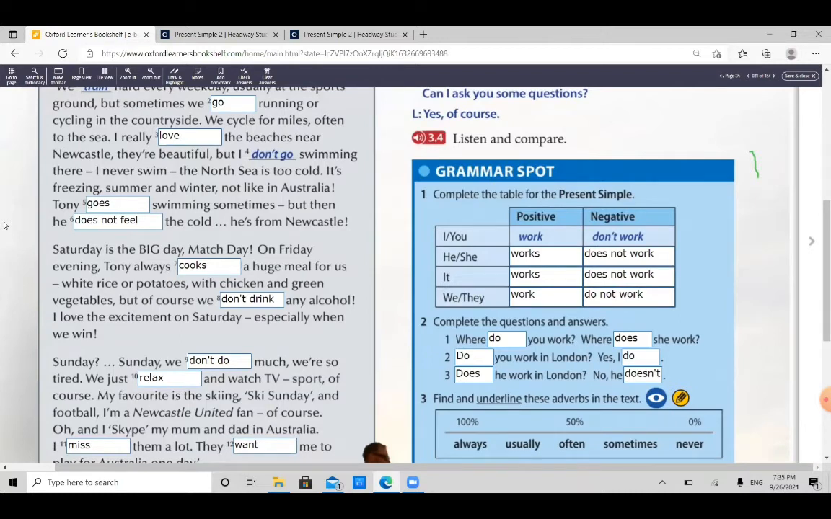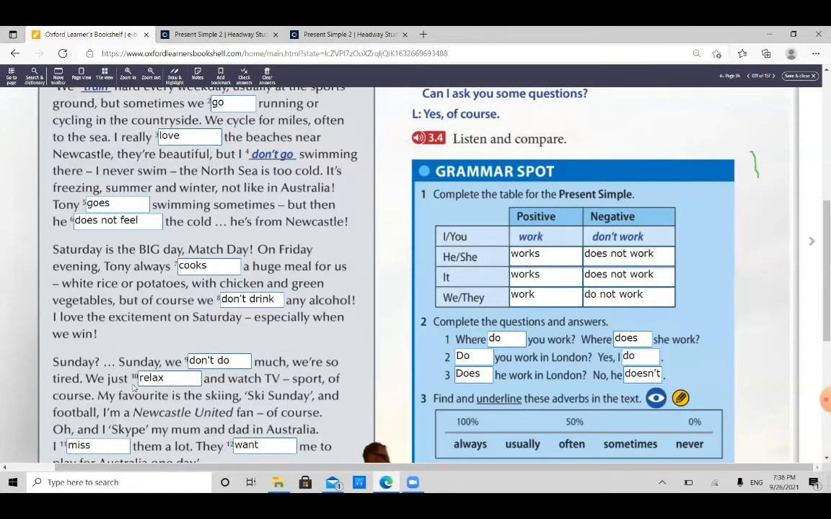He always goes shopping. Where is that? Are you selecting from the text or from your mind? From my mind. Ah, okay. So, he always goes shopping. Correct sentence, but we are working on the text here.